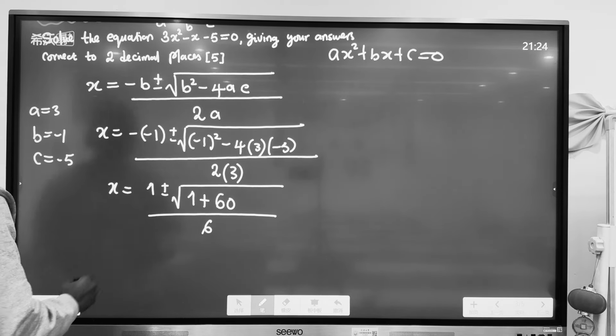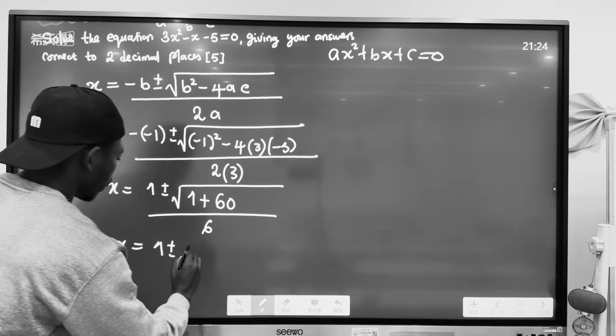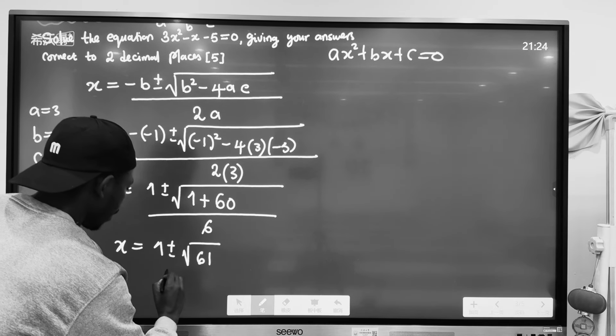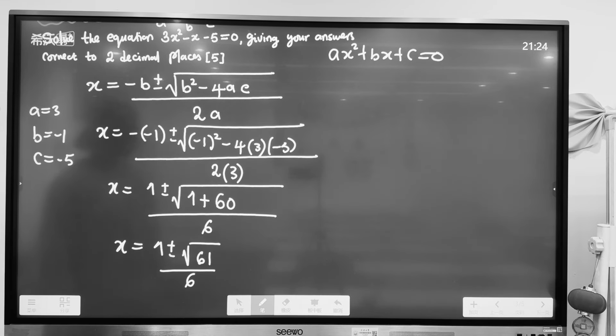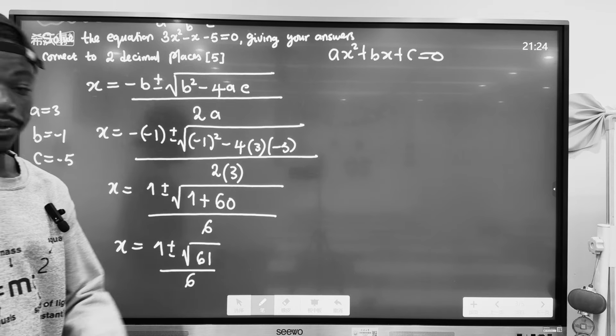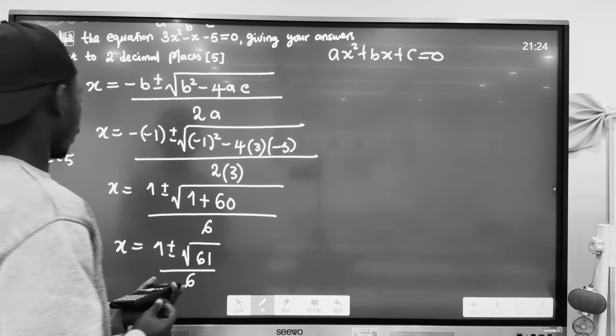Okay, so what do we have? We're going to say x is equal to 1 plus or minus the square root of 1 plus 60, which is 61, divided by 6. At this stage, we can figure out what the square root of 61 is using our calculator.